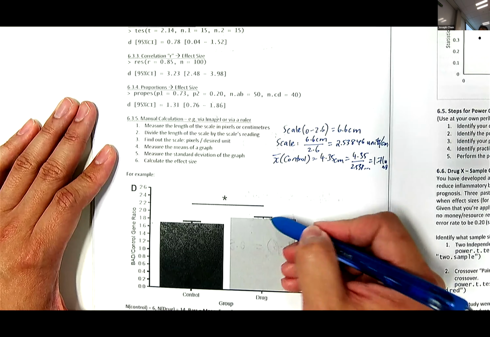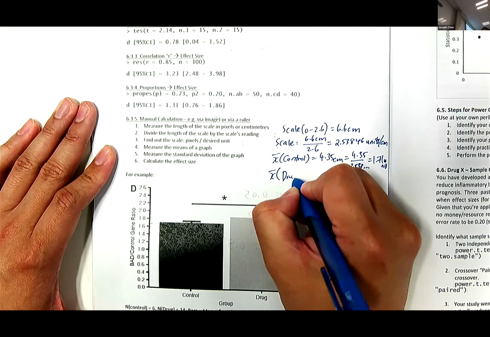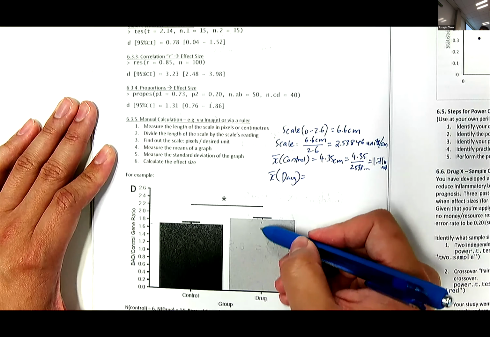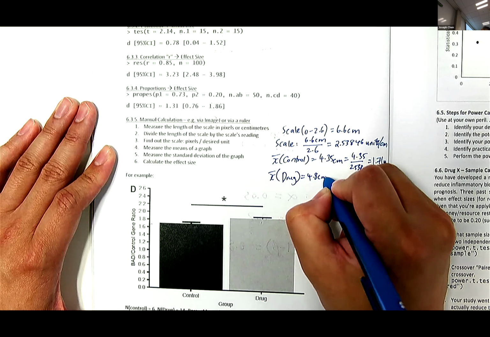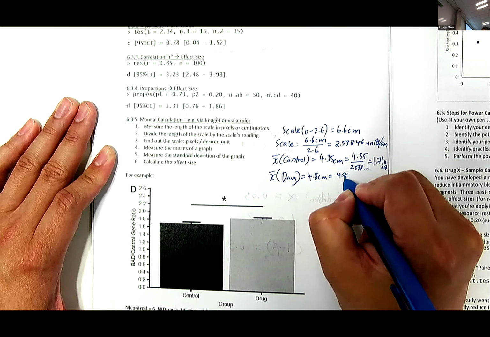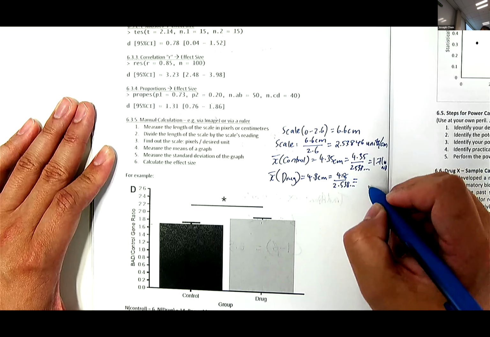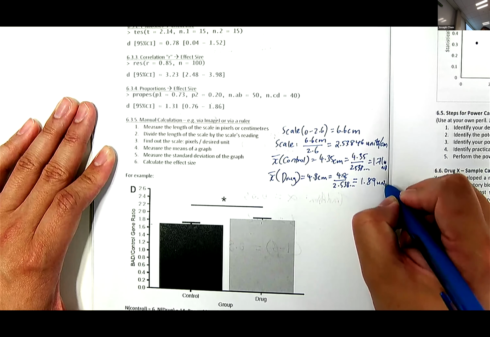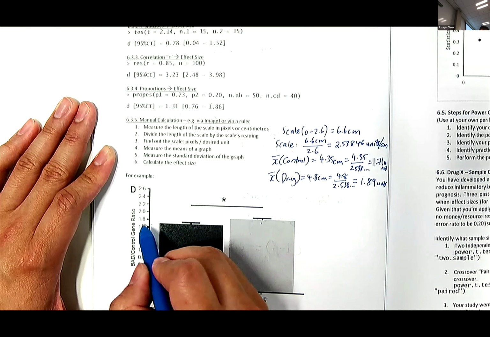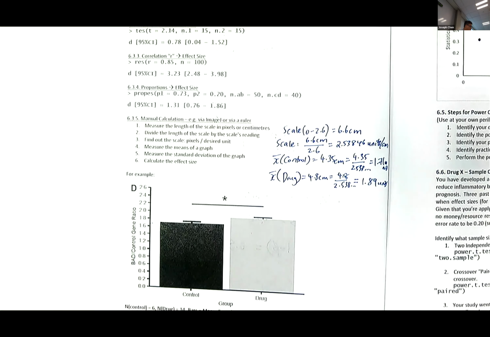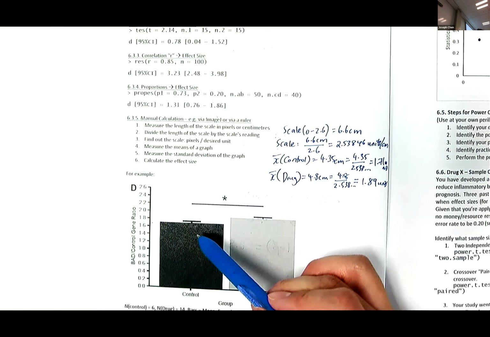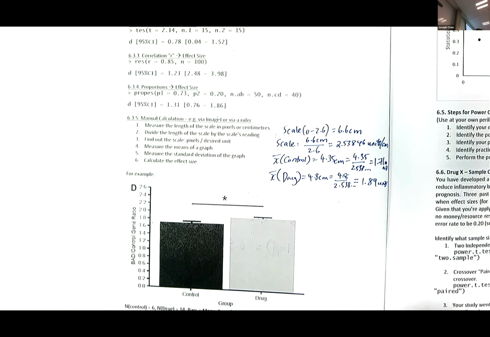Similarly, you get the mean of the drug group, and I measured that to be roughly 4.8 centimeters. So you get 4.8 divided by the conversion, 2.538, and that gives me 1.89 units. Does that look plausible? Yeah, it's roughly around 1.89. That seems plausible. So now I have the mean of the control group and the mean of the drug group. Now, what else do I need to calculate effect size? I need the standard deviation. Great. Okay.